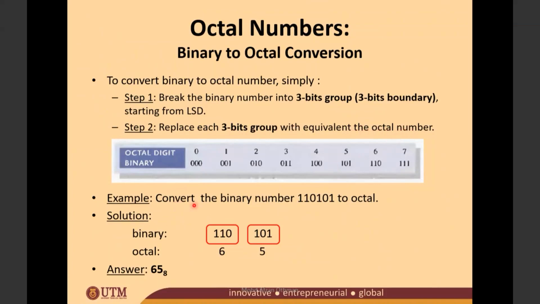Contoh, convert the binary number 110101 to octal. So apa nak buat? Separatekan dia, buat 3-bit boundary. Yang ni dia punya 3-bit boundary. Darab dengan dia punya weight, pemberat. 4 tambah 1, 5. 4 tambah 2, 6. So that's why kamu dapat 6, 5, base 8.